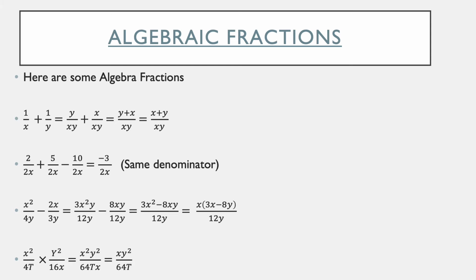And then that is my final answer. Okay, and then the last one, x squared over 4t times y squared over 16x. Timesing it, so x squared y squared on the top, 4t times 16x is going to be 64tx, which simplifies to xy squared over 64t, and that is my final answer because I've cancelled one of the two x's on the top with the bottom x here, guys.